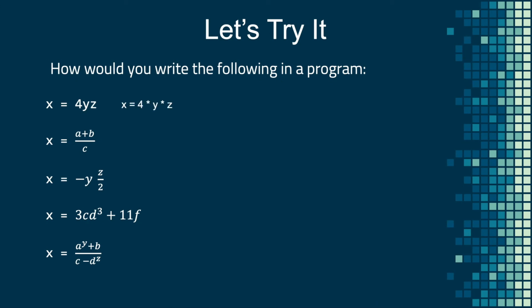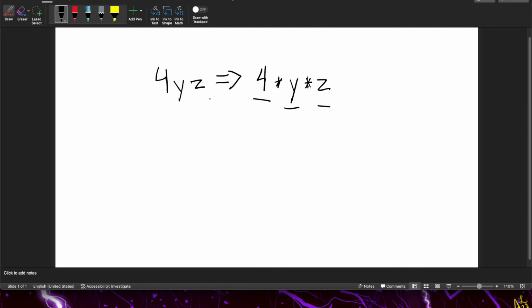After that we have a plus b divided by c. We know that we'll do a plus b first, but Python doesn't. So a plus b divided by c is going to go to a plus b, slash c, but because we need to do a plus b first, we'll put parentheses around it. That way Python knows to do a plus b first and then divide by c.